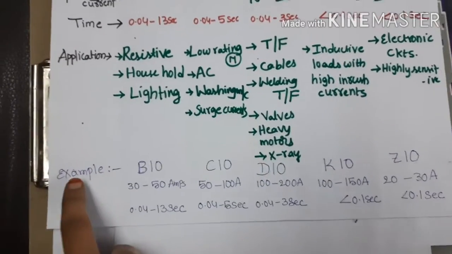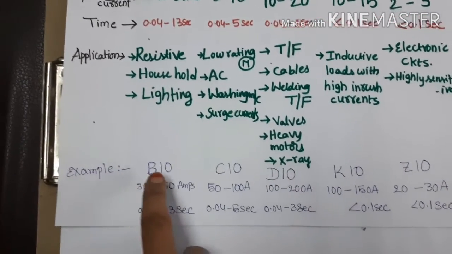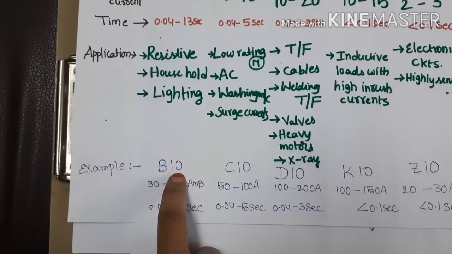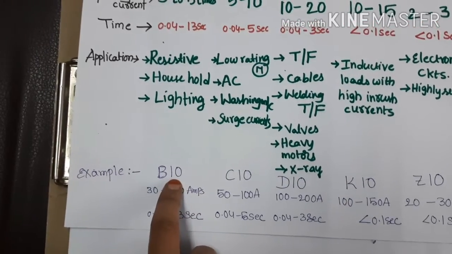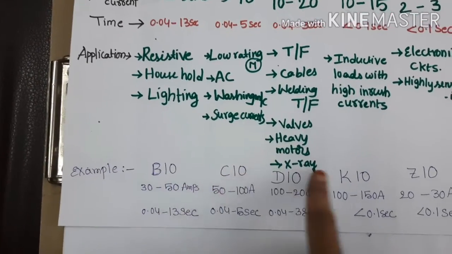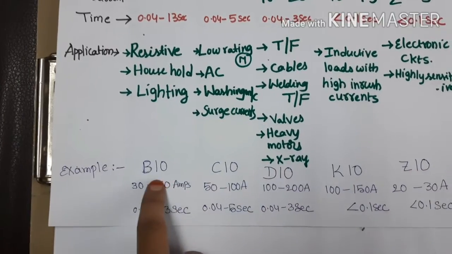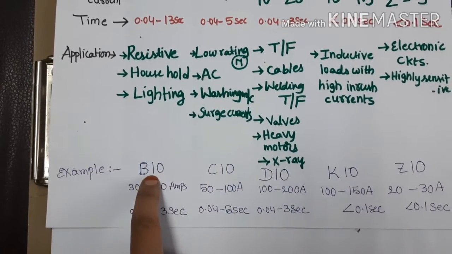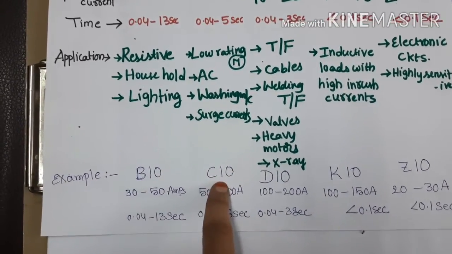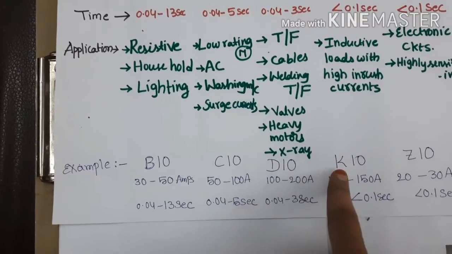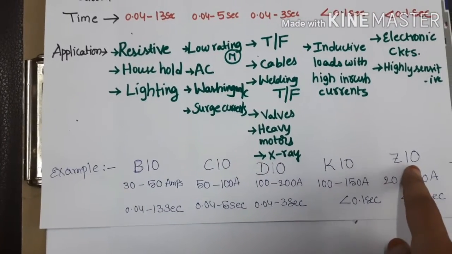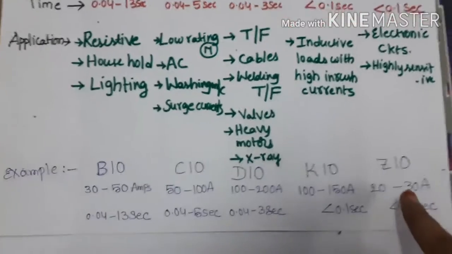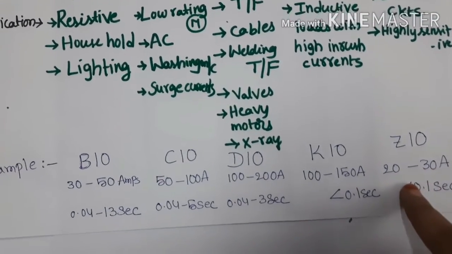Let's see the MCB with an example. Here I have written B10. If we would like to purchase a 10 amps MCB, which type we need to purchase, I'll tell now. B10 means B type 10 amps, C type 10 amps, D type 10 amps, K type 10 amps, Z type 10 amps. First of all, let us see the Z type MCB.